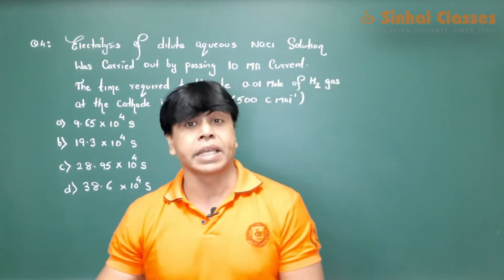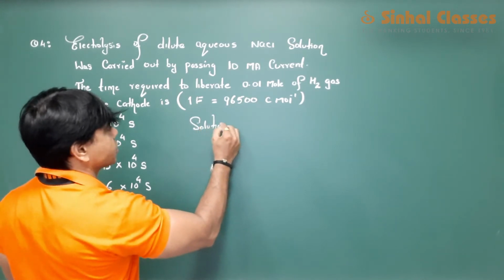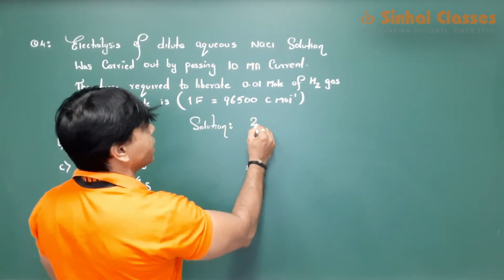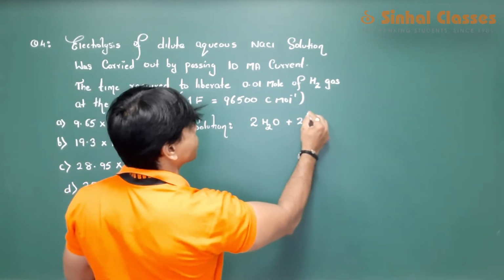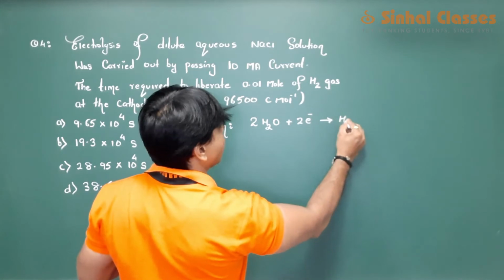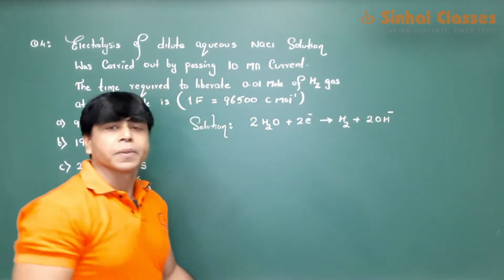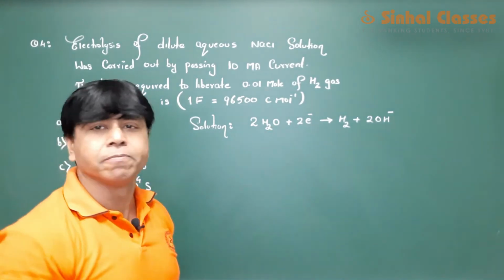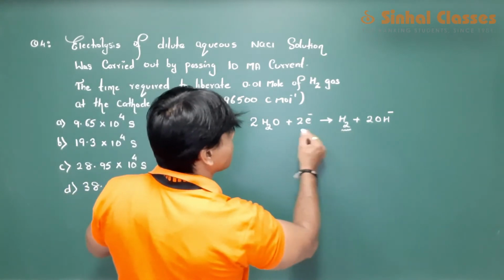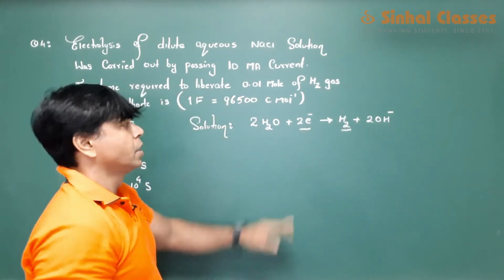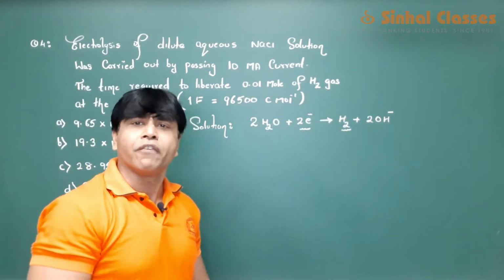Okay, so you want the cathodic reaction. In this case, the cathodic reaction will be 2H2O plus 2 electrons gives H2 plus 2 OH minus. This will be the cathodic reaction. Now, what is the ratio of hydrogen and the mole of electron? It is 2 moles of electrons corresponding to 1 mole of hydrogen gas.